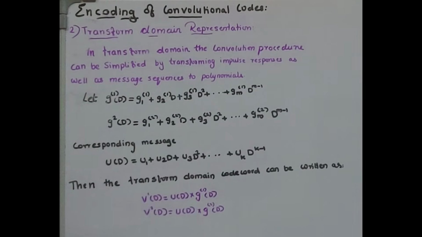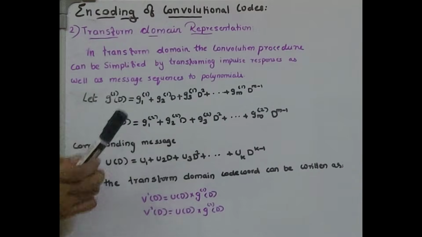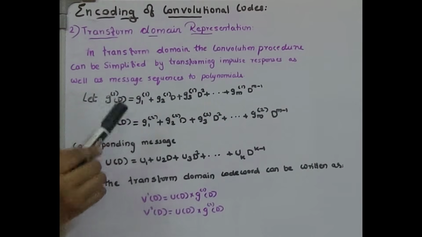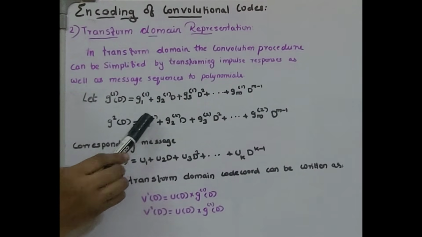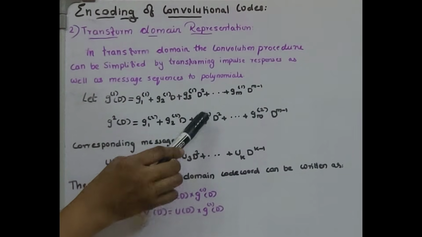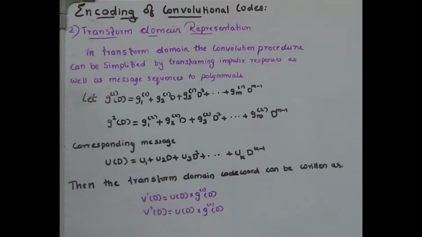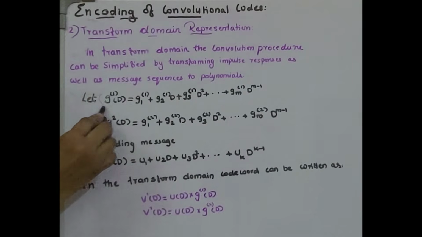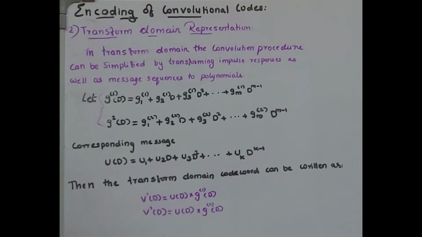Similarly, the output generator sequence can be converted into a polynomial as G2(D) is equal to G12 plus G22 D plus G32 D square plus etc., plus Gm2 D raised to m minus 1. So in this session we converted the generator sequence to a polynomial.